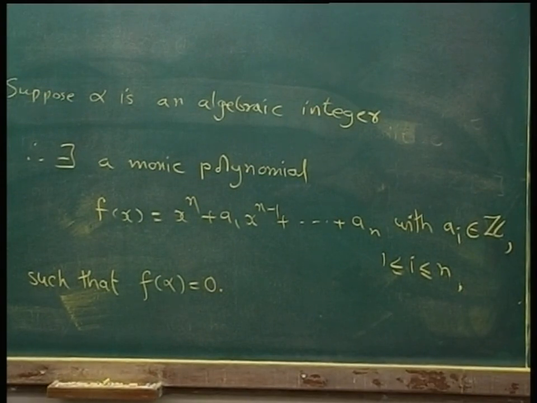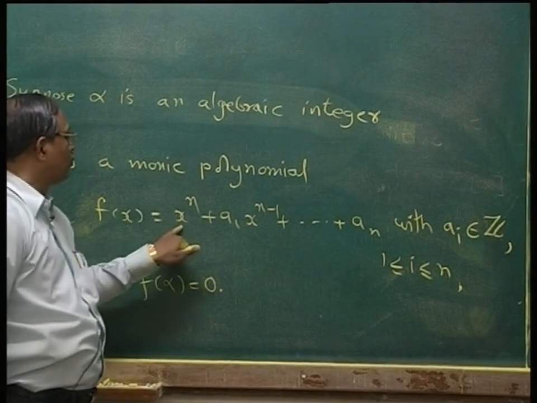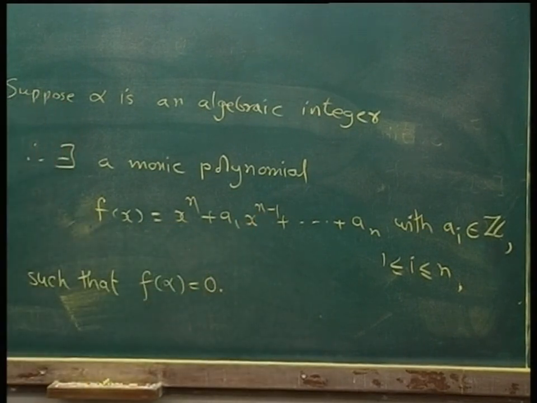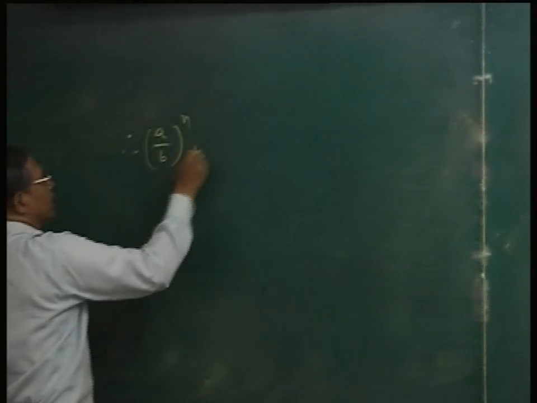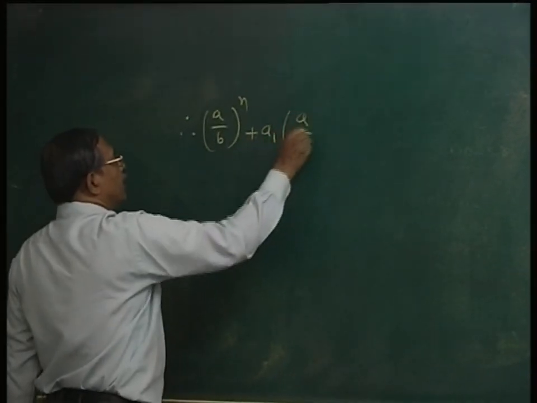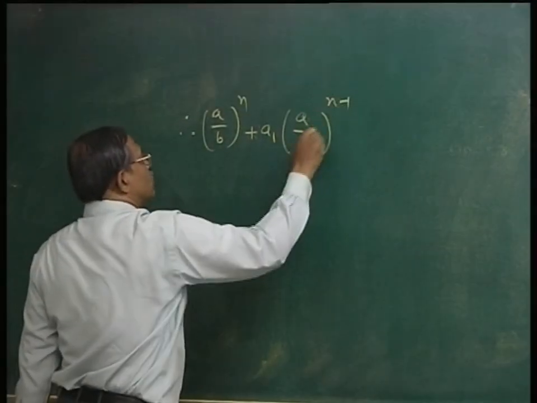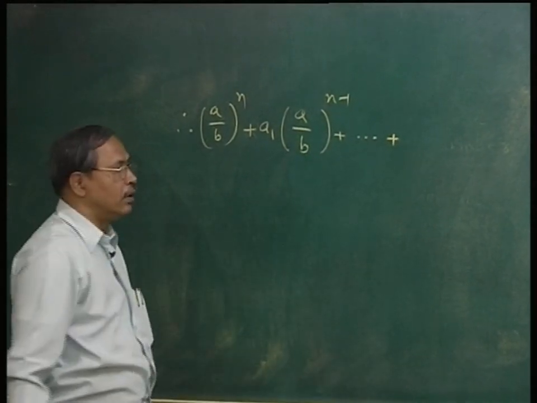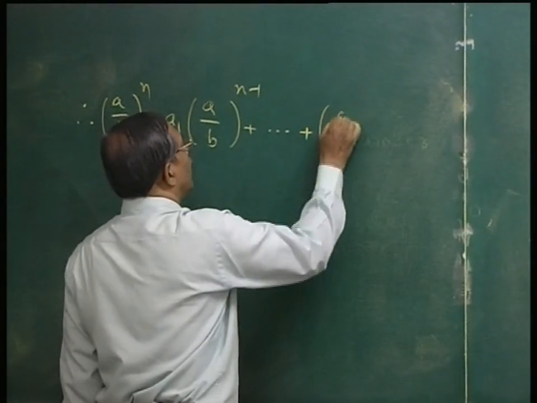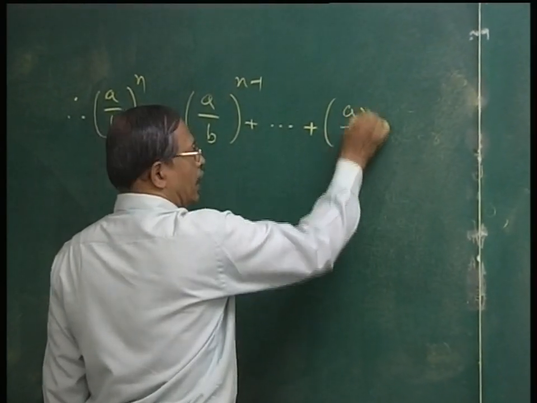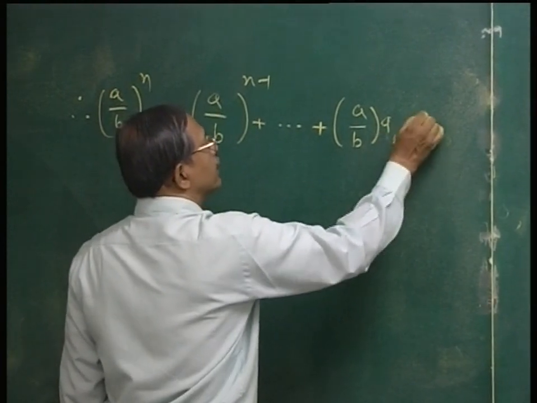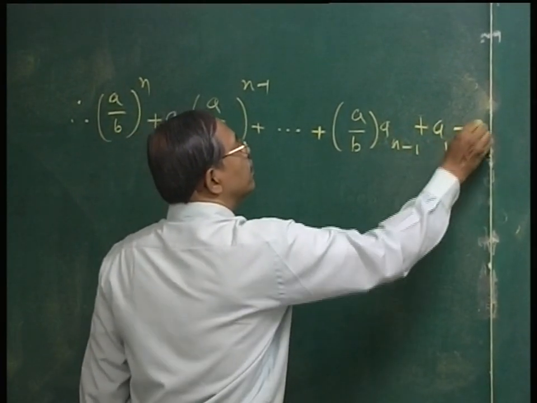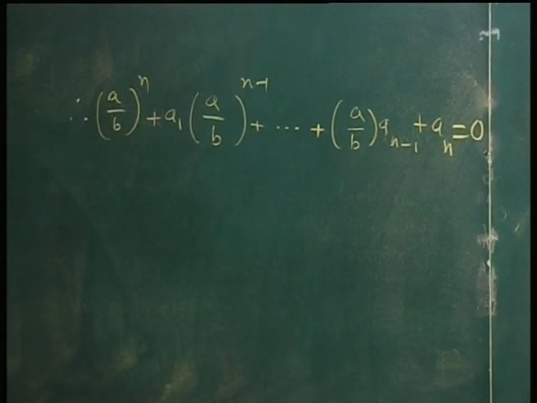Now alpha is a upon b, so substituting x equal to a upon b here, we should get 0. Therefore, (a upon b) raised to n plus a1 (a upon b) raised to n minus 1 plus and so on plus a n minus 1 (a upon b) plus a n equal to 0.